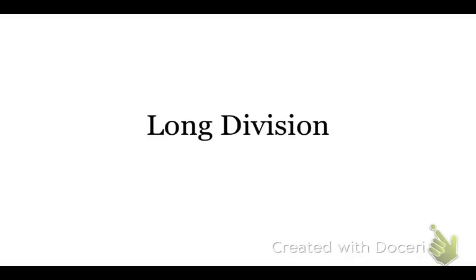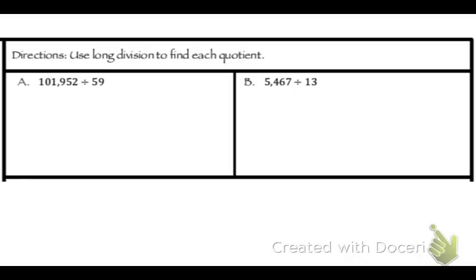Okay, long division. So first we're going to divide these using regular long division that you should have learned back in elementary school. So we're going to have 101,952 inside, 59 on the outside. And first we need to see how many times does 59 go into 101. Well, it goes in one time. 1 times 59 is 59. We subtract that, get 42.